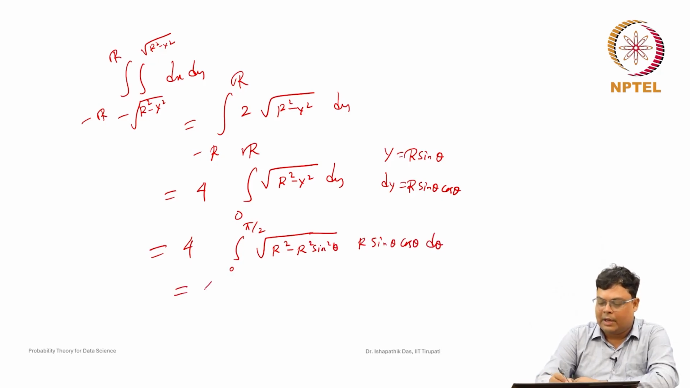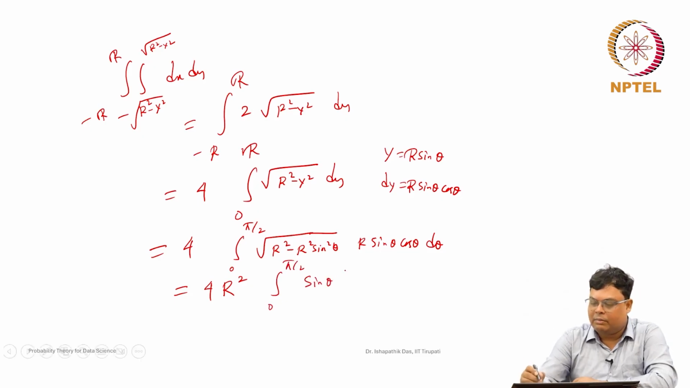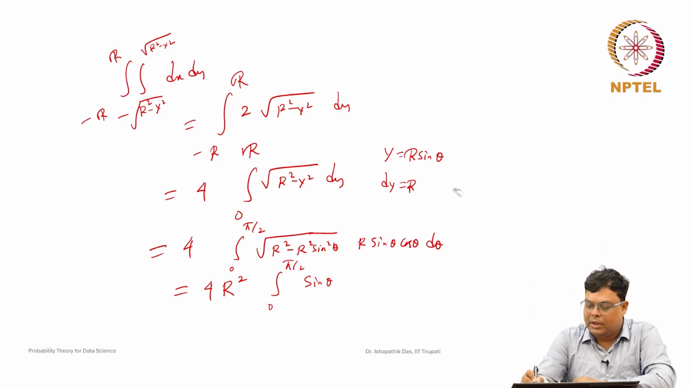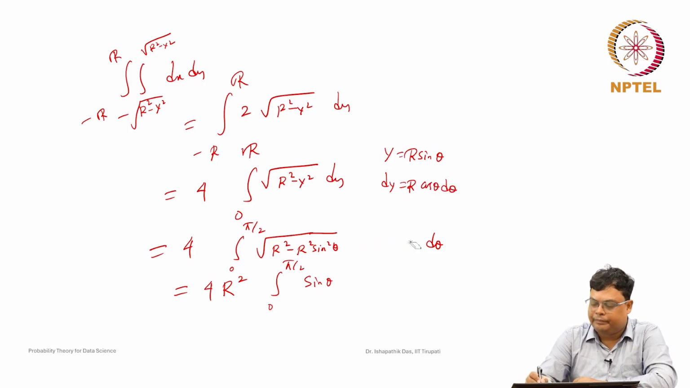So then what are we finally getting? Okay, I made some mistake. Here dy will actually be r cos theta d theta. So this is root over of 1 minus sin square theta, which is cos theta, and again cos theta, so this will be 4 r square cos square theta d theta.